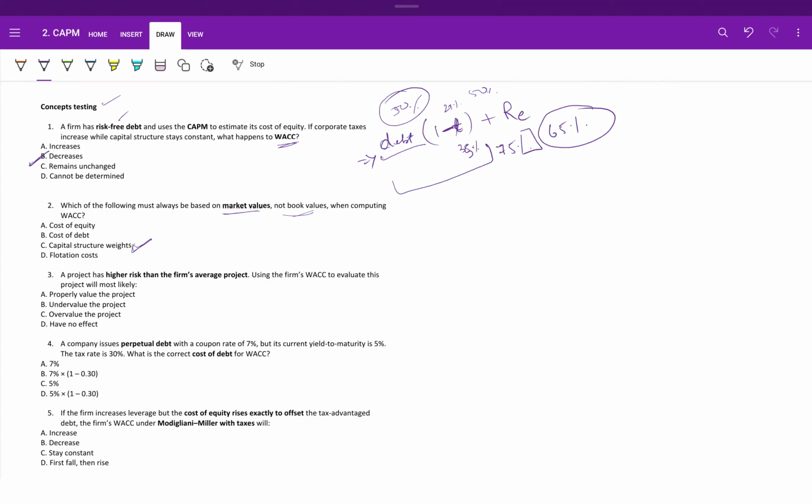Question number three is about a project that has higher risk than the firm's average project, and using the weighted average cost of capital to evaluate this project, it will or will not most likely be what? Understand this: the project has higher risk than the firm's average project. So I am saying that it's above benchmark.